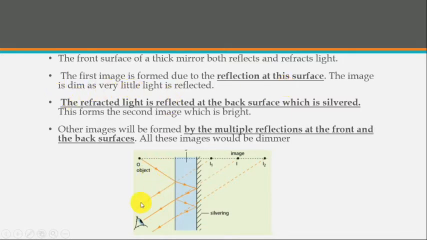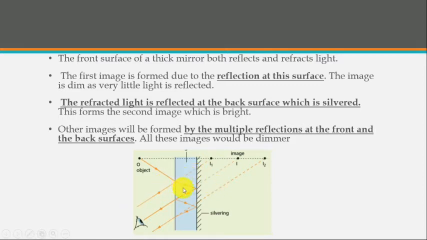You remember before we said that when we have an incident ray from one material to another material, what happens? Some of the ray will refract and the other will reflect. The refracted ray is strong, the reflected ray is weak. So the reflected ray will form the first image, this one, I1. This image will be dim, not clear, because we said this light is what? Weak. Weak ray of light.